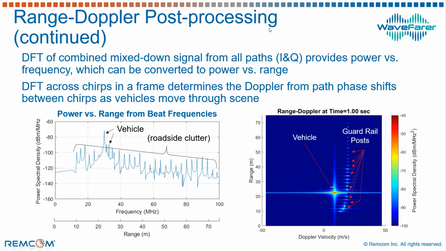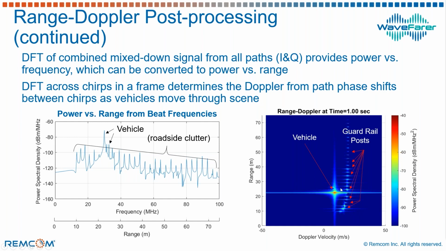So we perform a series of Fourier transforms, starting with a transform on the mixed down signal of the I and Q, and this allows us to determine the power versus frequency, which we show in this plot here. This is done on a single chirp, and this plot is from a single chirp. This is performed on each of the chirps in a sequence of chirps within a frame. Once we have this result for a sequence of chirps, we can do a second DFT across the chirps, and that gives us the range-Doppler and generates a plot like the one shown here.